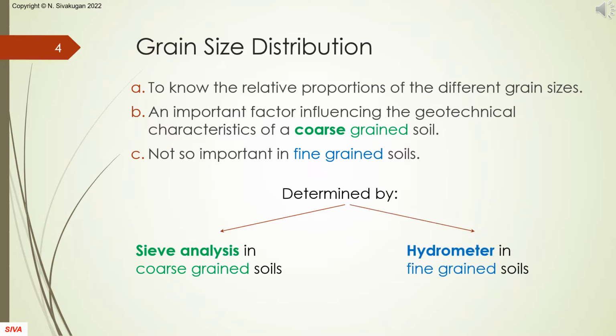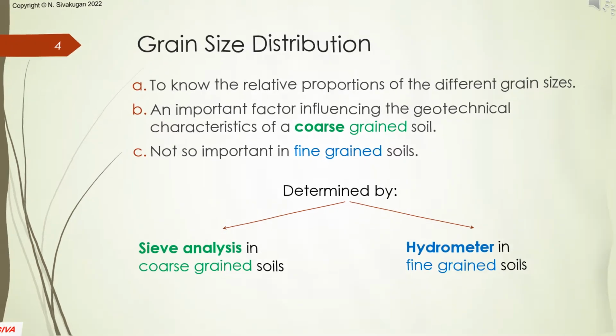Grain size distribution is knowing what grain sizes are present in what proportions, which is important in coarse-grained soils, where this controls the soil behavior. We use sieves in coarse-grained soils and hydrometer in fine-grained soils to determine the grain size distribution. In fine-grained soils, grain size distribution is not that important.